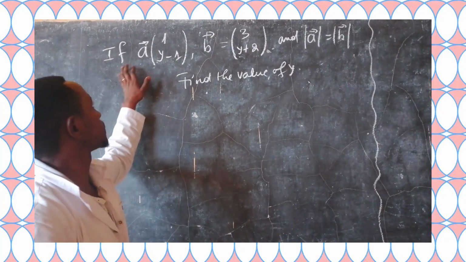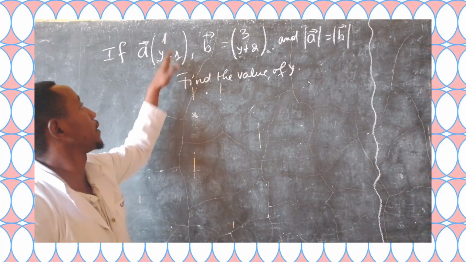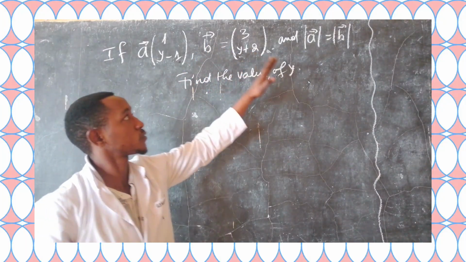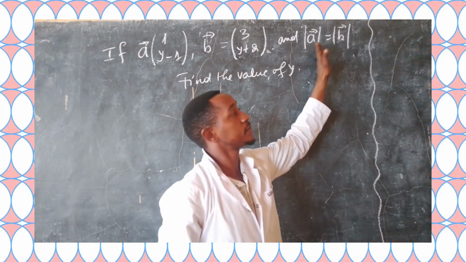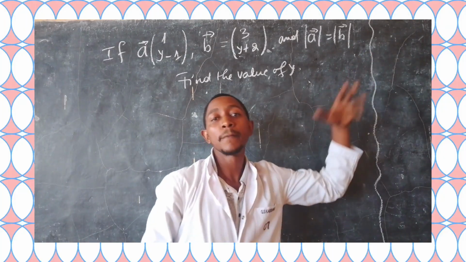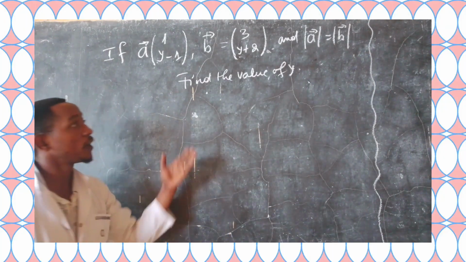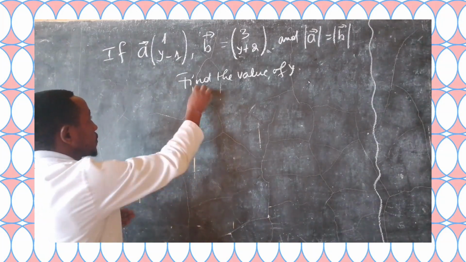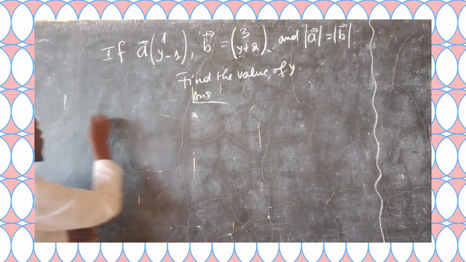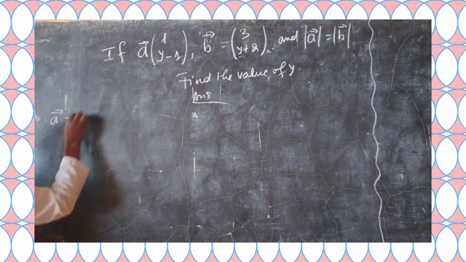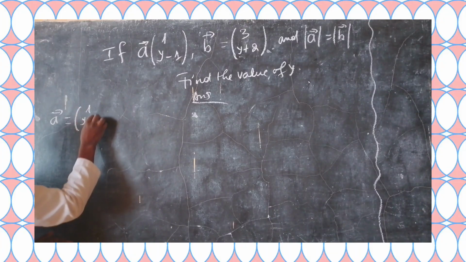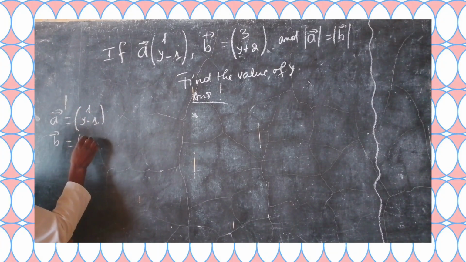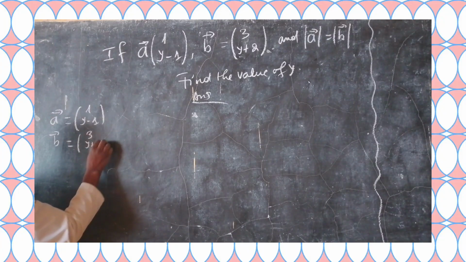Okay, if vector a is equal to (1, y minus 1), vector b is equal to (3, y plus 2), and the magnitude of vector a is equal to the magnitude of vector b, find the value of y. How to solve this? To solve this equation, we start with vector a equal to (1, y minus 1) and vector b equal to (3, y plus 2).